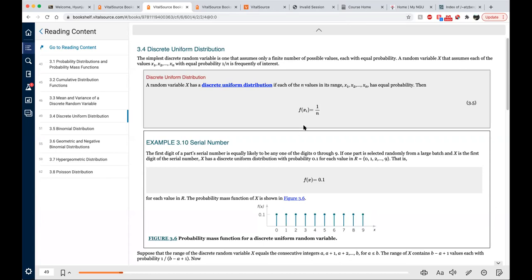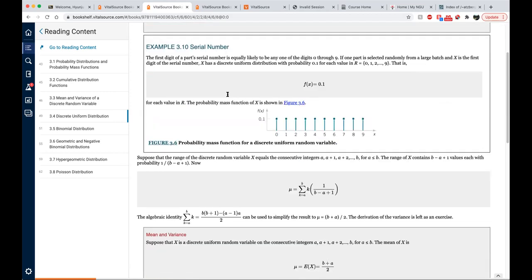Now f of xi, where f is the probability mass function, means the probability mass function of f at X equal to xi. Here, the capital letter X means the random variable, and xi denotes the outcome, or observations.